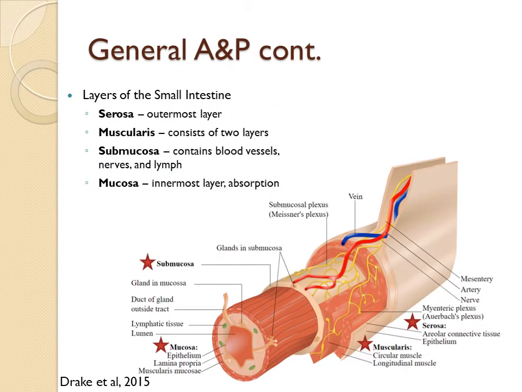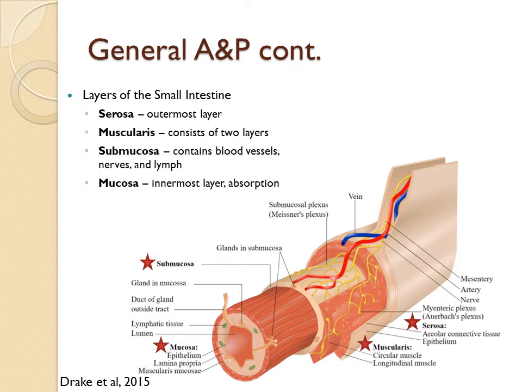Here we will discuss the layers of the small intestine. The serosa, which is the outermost layer of the small intestine, is a smooth membrane consisting of a thin layer of cells that secrete serous fluid and a thin layer of connective tissue. The serous fluid acts as lubrication, which reduces friction from the movement of the muscularis.